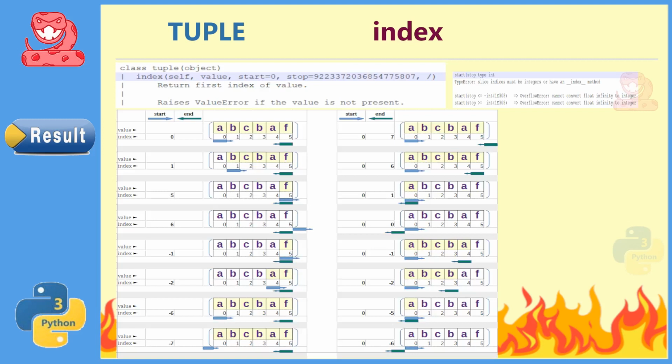Next, let's look at how to search within a range of elements. Values for start and stop must be int, otherwise an error is raised. The values for start and stop can be negative, with the search interval being counted from the end, and the last element's index is -1.